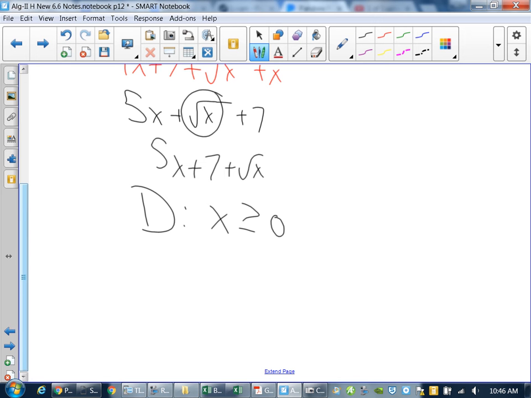Domains! The domain is always all real numbers, except when there's a radical in it. It's not one of those.